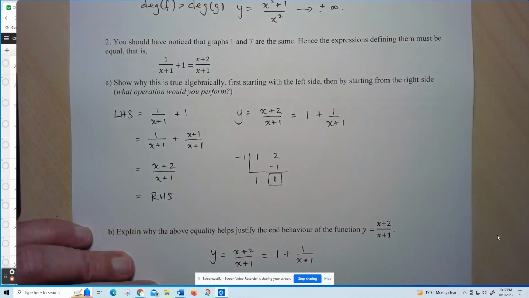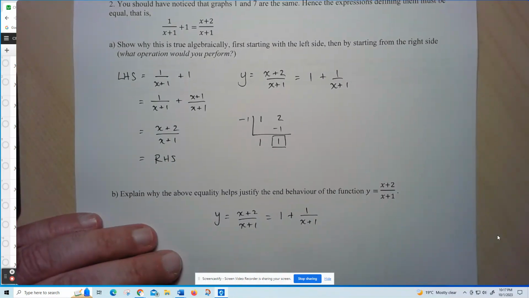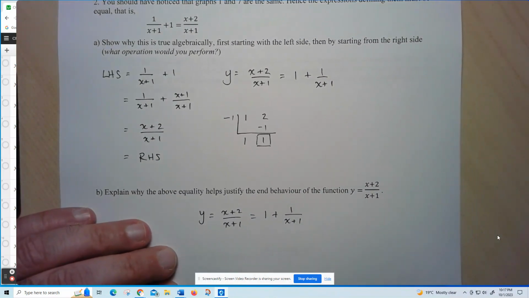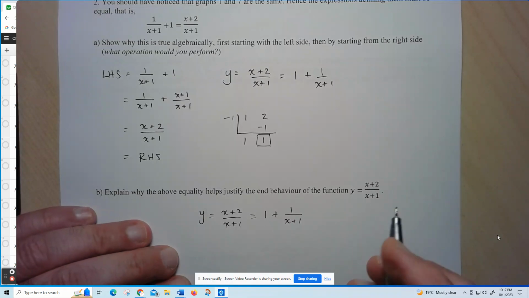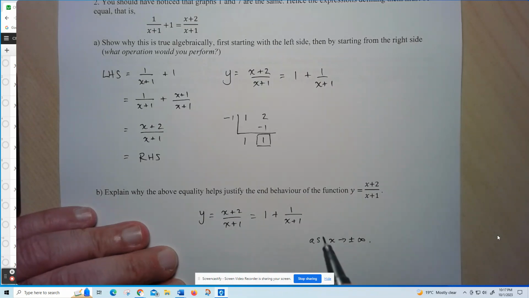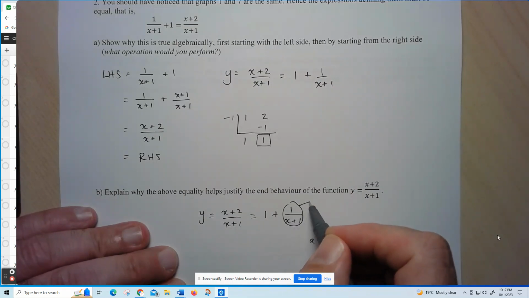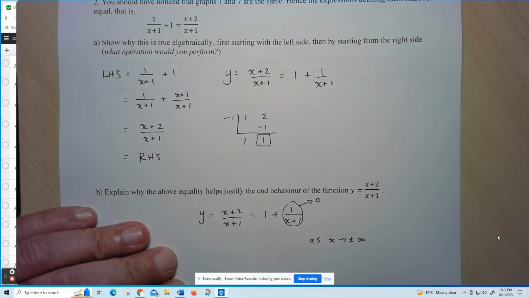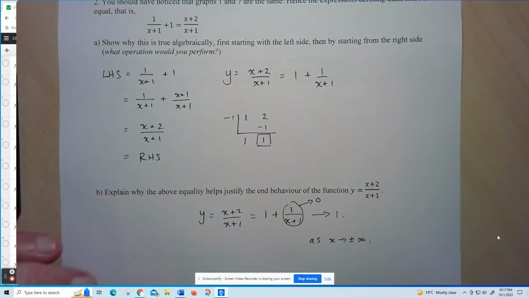Okay, so here we're able to show that we get that same expression. But now let's see if we can use this to justify the end behavior. So remember, end behavior is all about what's happening as x approaches positive or negative infinity. And so here, this portion doesn't change, it's just a constant, but this portion here starts to get closer and closer to 0 because the denominator increases, numerator doesn't, so the whole thing is just going to approach 1. Okay, so this more algebraically justifies the end behavior of this function.